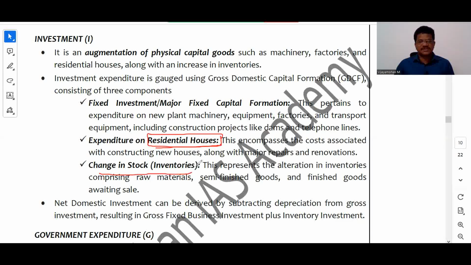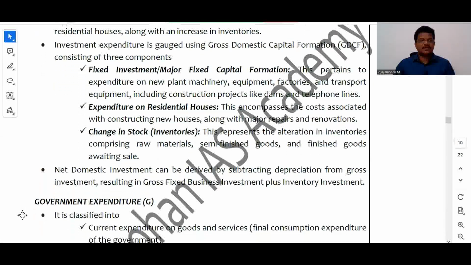And third one is change in stock or inventories. So this represents the alteration in inventories comprising raw materials, semi-finished goods, and finished goods awaiting sale. So inventories lo evena changes unte that also will calculate in the gross domestic capital formation, right? Now the other component is government expenditure.